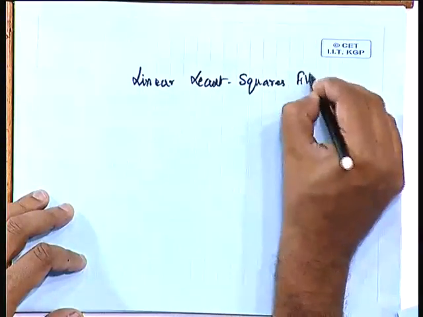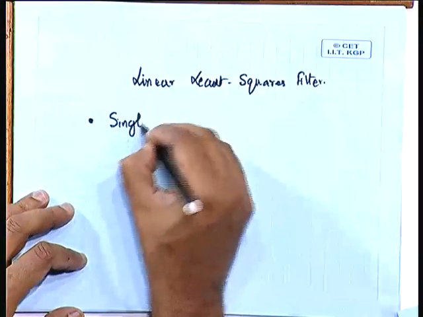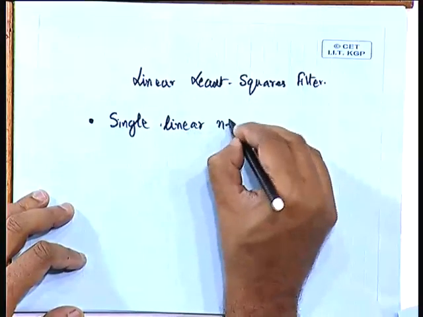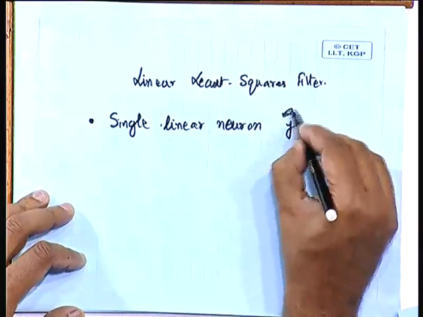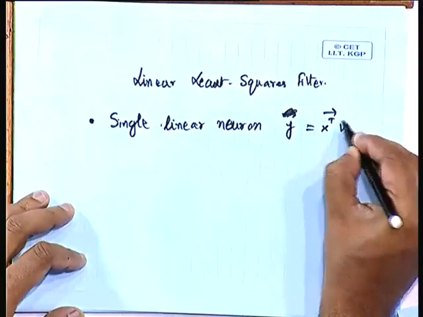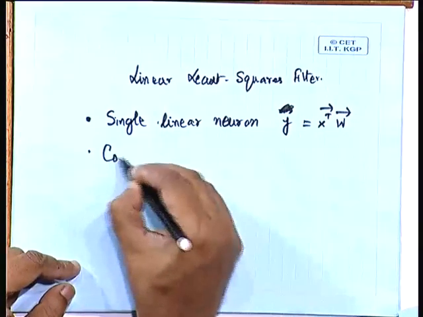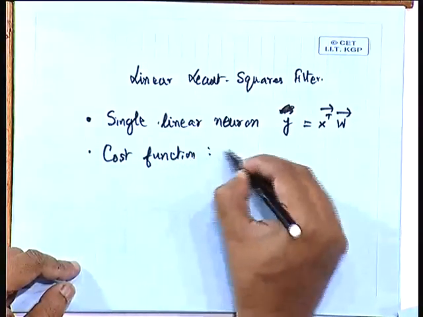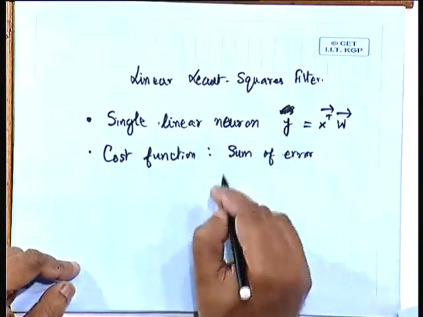We are going to consider two things. First is a single linear neuron. Following our perceptron model, we are going to take a single linear neuron that works according to the equation y is equal to x transpose w, or w transpose x, whatever, and in the cost function of that, you use the sum of error squares, as we have taken just now.